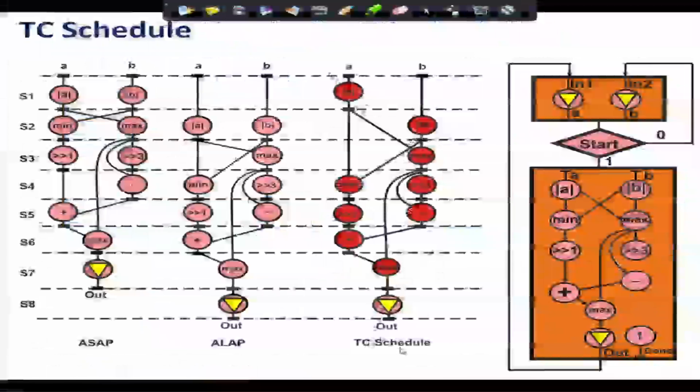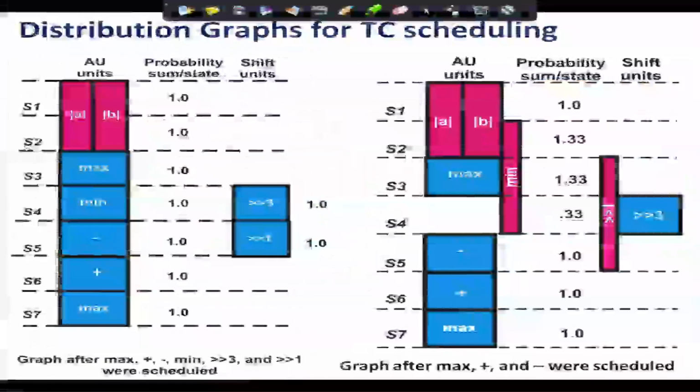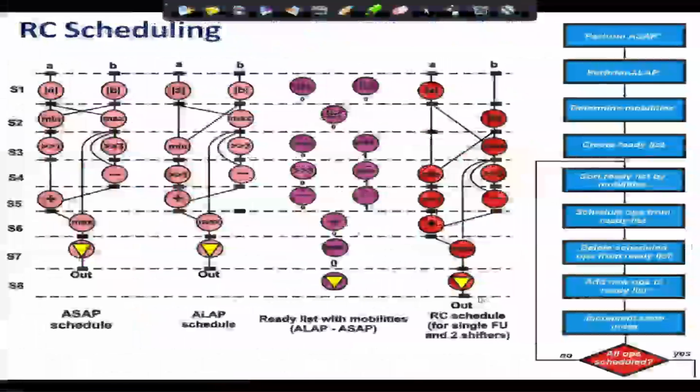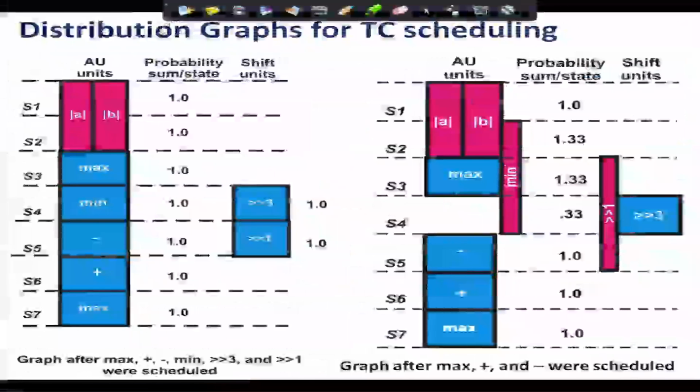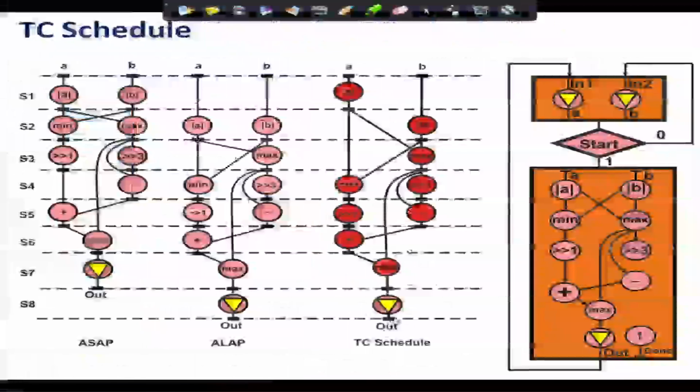Okay. And now, can you tell me how many functional units I am needing? No, why 1? I will need a shifter. Here these two are overlapping. So, I will need a shifter and one functional unit, one more functional unit. So, you see, I had done the resource constraint scheduling earlier here with single FU and 2 shifters, and there I had, since it was resource constraint, I went up to 8 steps, but for time constraint also I have come up to 8 steps and used minimized resources.